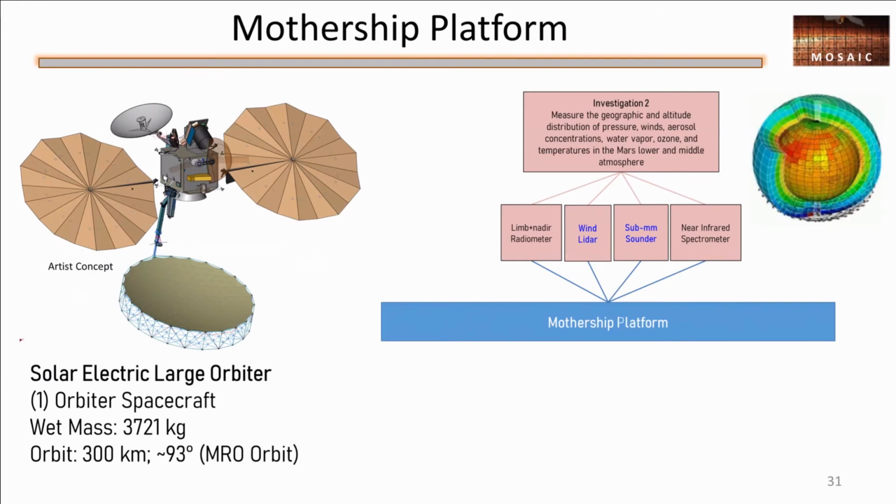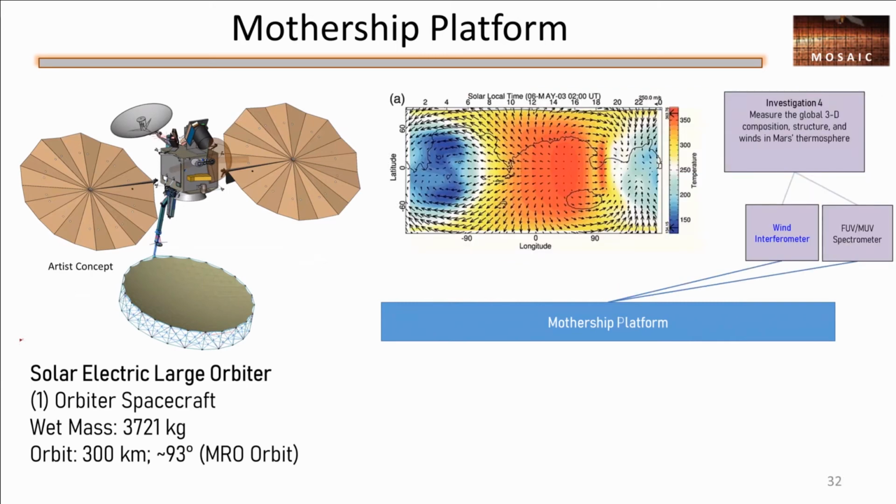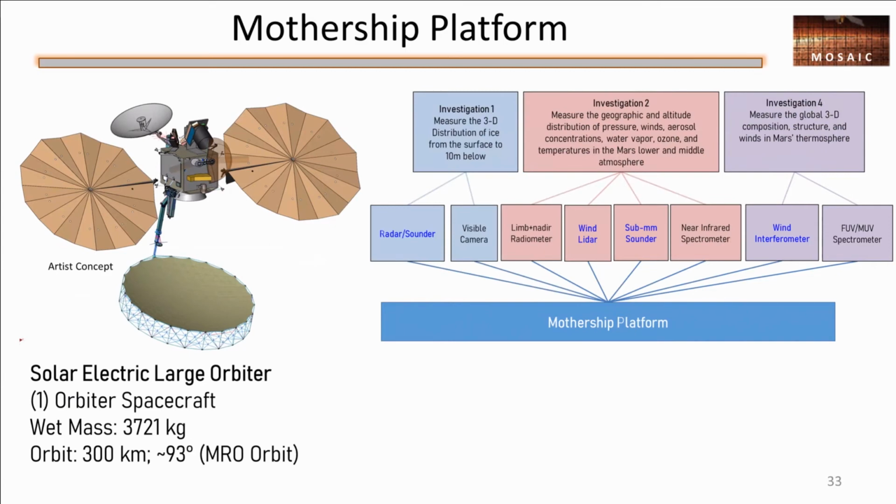Secondly, this gives us the platform we need to measure the vertical profiles of the important atmospheric quantities that have to be measured there as well. And lastly, it also gives us the perspective on the thermosphere to measure the structure, composition, and the new measurement of winds in the thermosphere. So these 3 together are the investigations addressed by the Mothership platform.